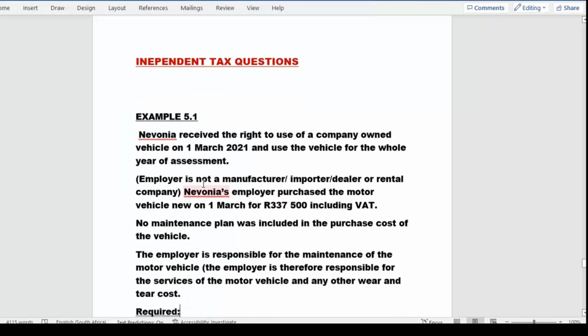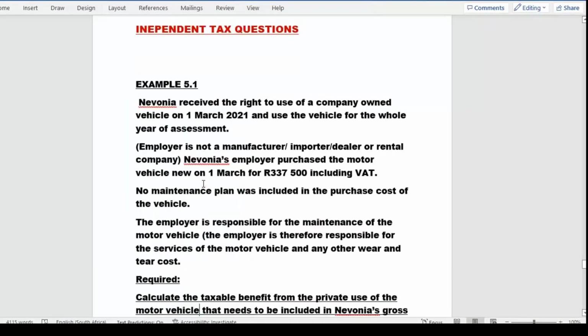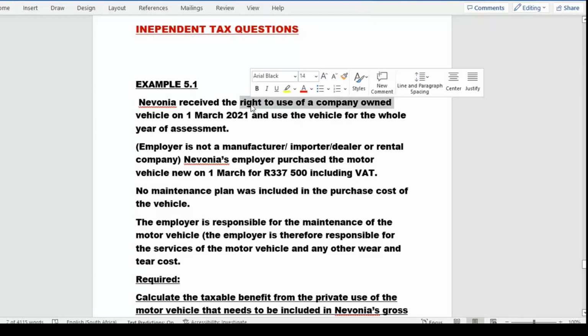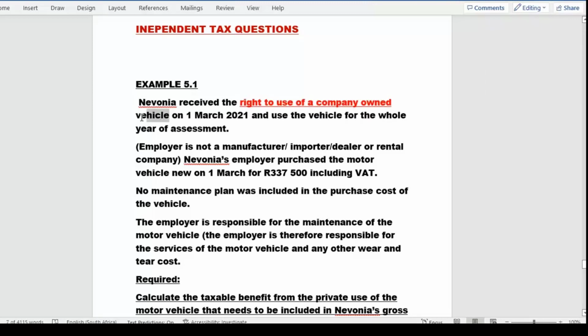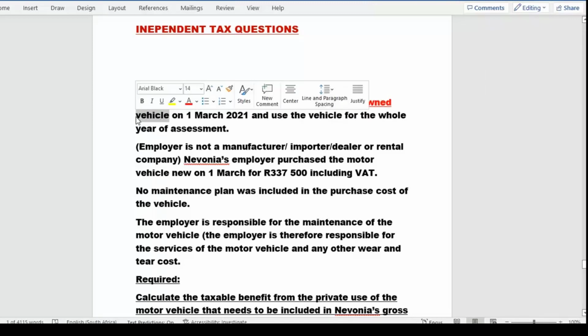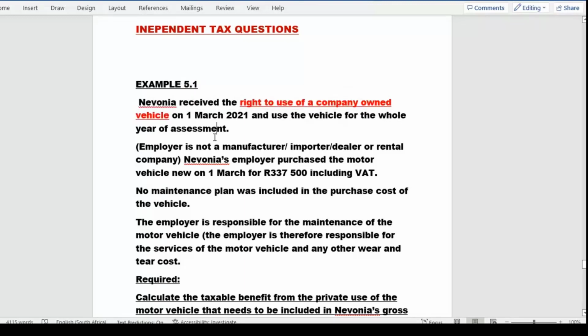Okay, without any waste of time now, let's have a look at the independent tax questions. I picked up this example in your guide. It actually includes the right of use of the company owned vehicle. And the reason why I'm including it is because I think we only did a piece of it, not that much of it. And that's why I brought it back.